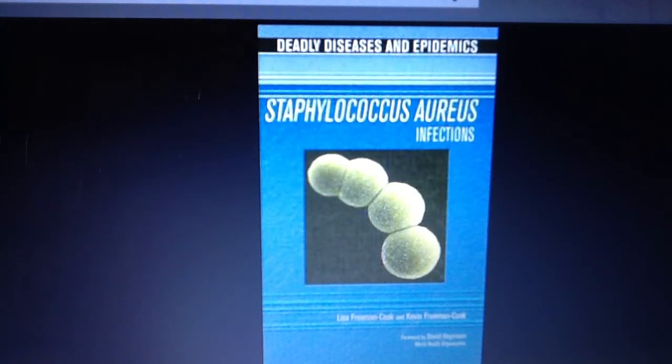Alright, it's time to talk about Staphylococcus aureus infections. So first off, Staph aureus is a gram-positive bacteria, a cocci, catalase positive and coagulase positive. So we should think about protein A, and protein A binds to the Fc portion of the host IgG.